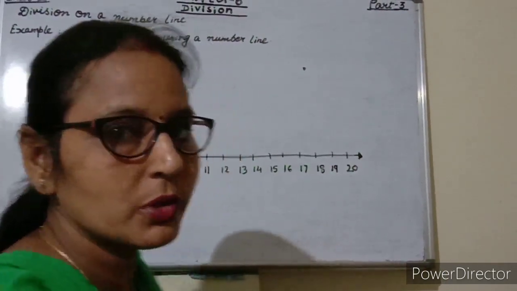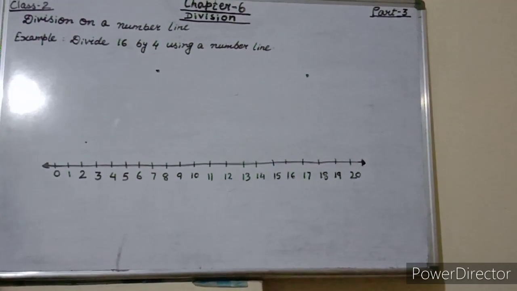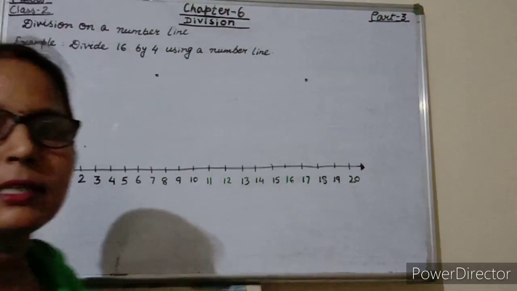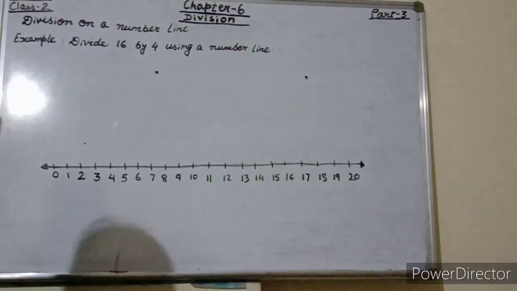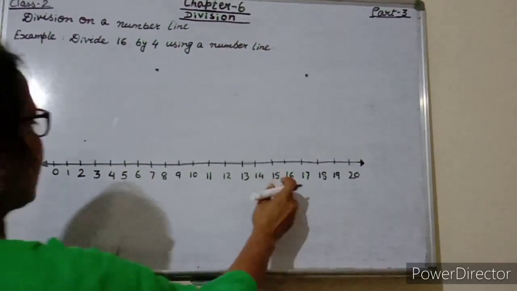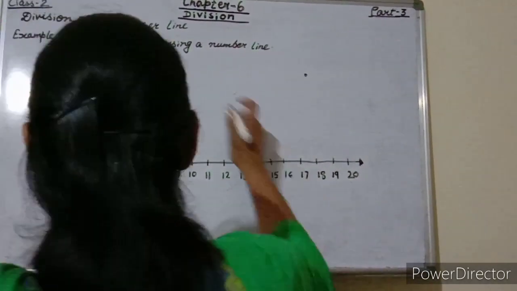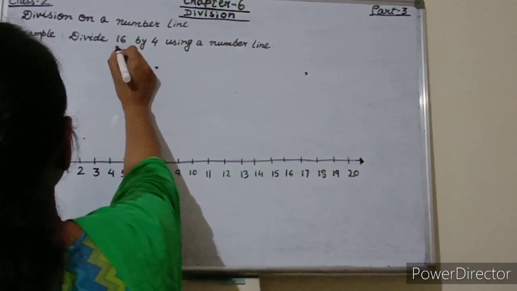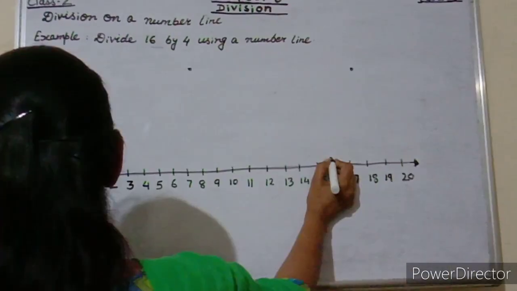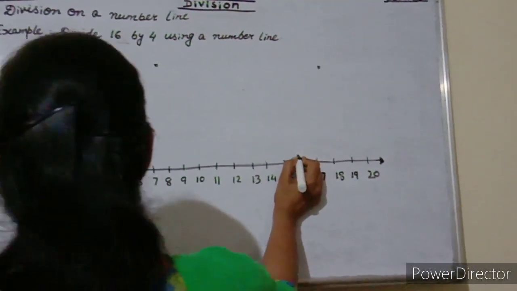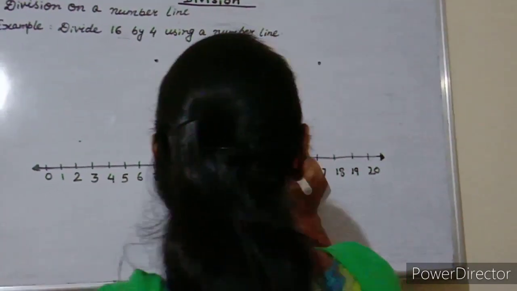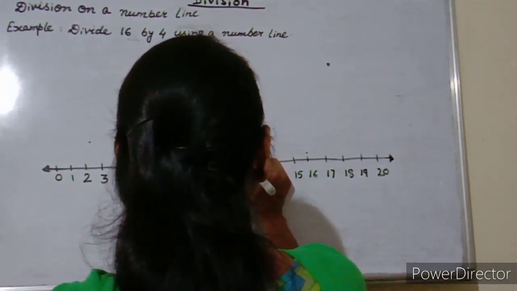For that what we have to do students? See, in multiplication we start from 0. Now I am dividing. So division is the inverse of multiplication. So I will not start from 0. I will start from 16. Now I need to jump back, that is to the left, and in steps of 4. So 1, 2, 3, 4.